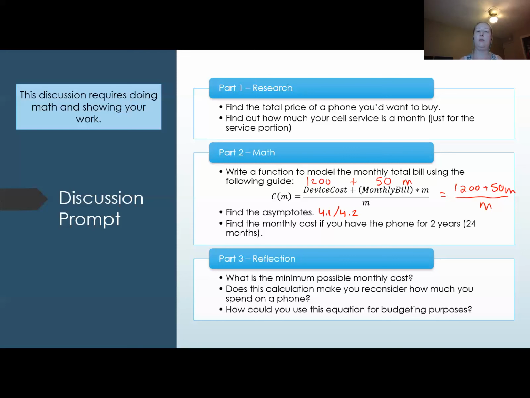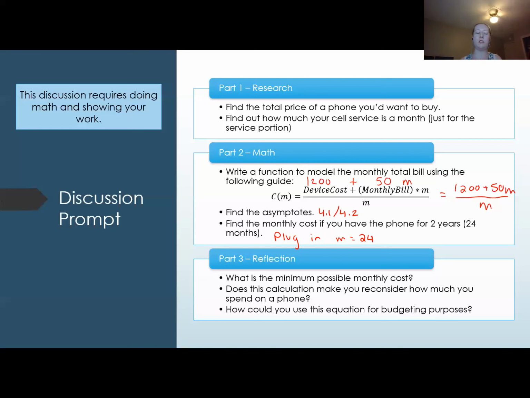Once you do that, then you need to figure out how much your bill would be if you have the phone for 2 years. So 2 years is 24 months. So you plug in m equals 24. So you plug that into your equation, and then you do all the math, and that will tell you how much your monthly bill would be.